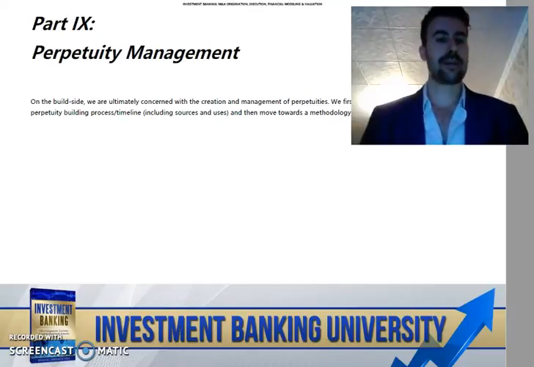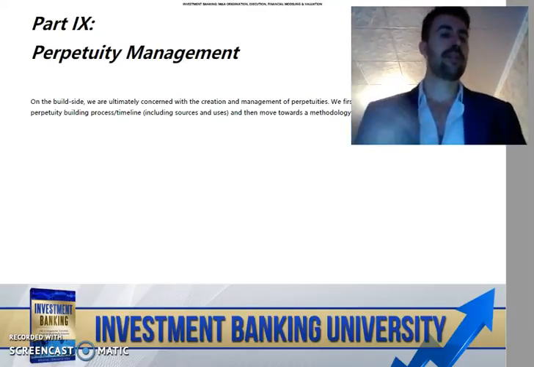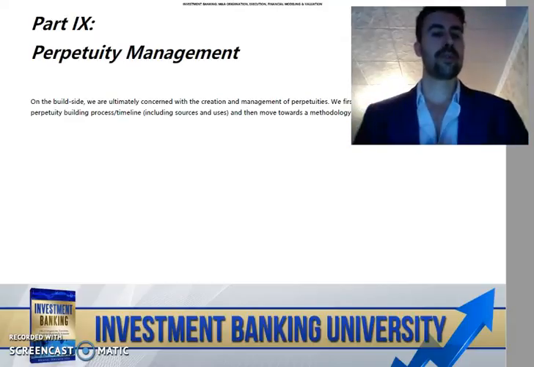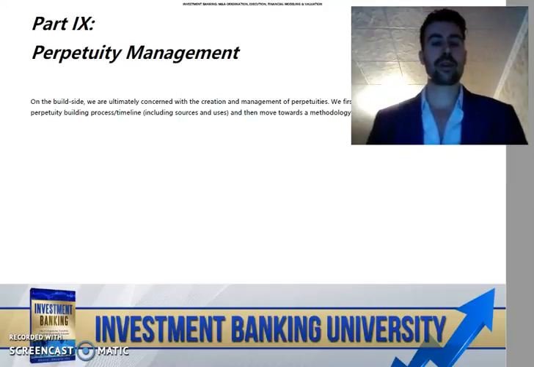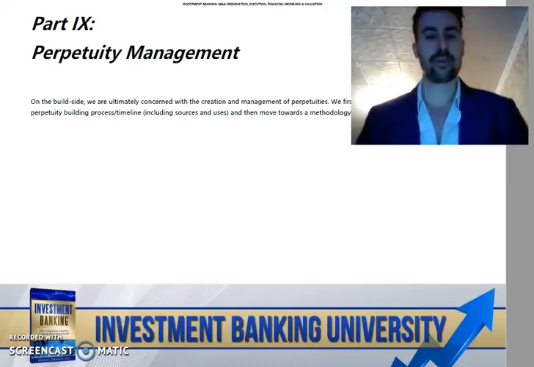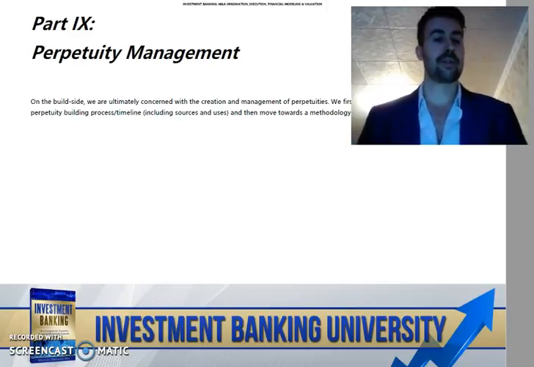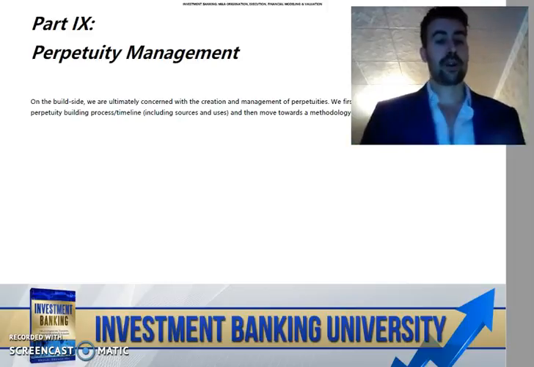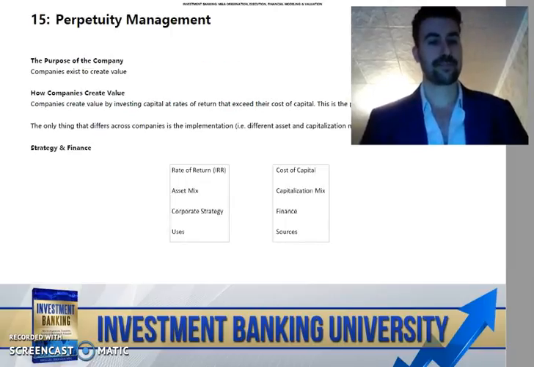We're talking about the first side of the perpetuity, the build side, and within that, we're now talking about perpetuity management. On the build side, we're ultimately concerned with the creation and management of perpetuities. We first explored the perpetuity analysis methodology, and we've talked in the past about the perpetuity building process and timeline. Now we're moving towards a methodology for perpetuity management.